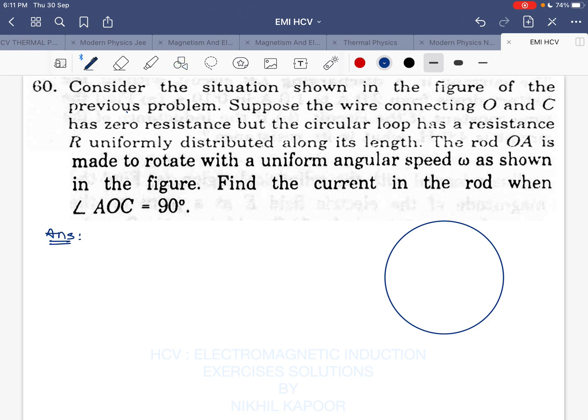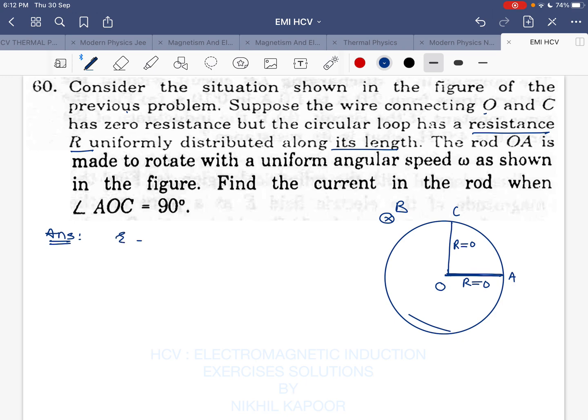This is the circular loop and its radius is A, and it is kept in the external magnetic field B. O is the center, and this is the rod OA, which is connected here like this, and this is the connection, say OC. Now suppose the wire connecting O and C has zero resistance. The resistance of this portion is zero, resistance of this portion is zero. Okay, this is the rod, and the resistance capital R uniformly distributed along the length.